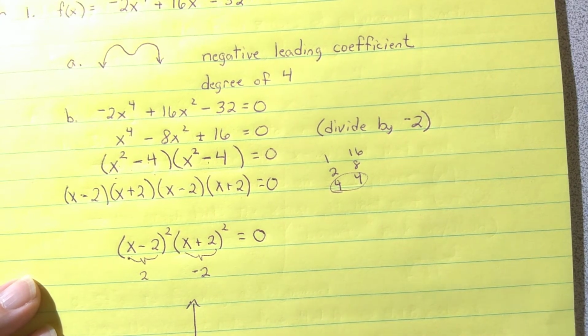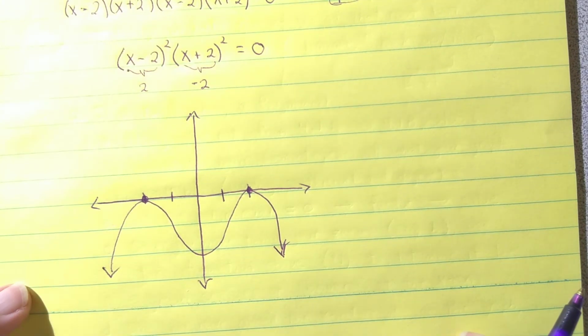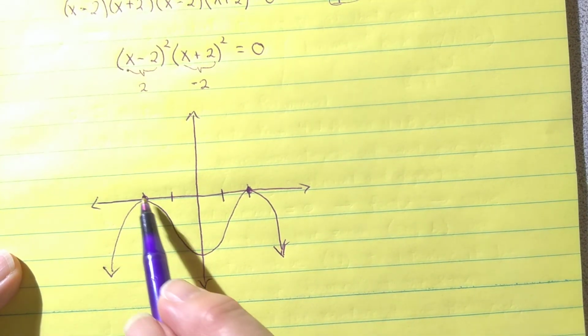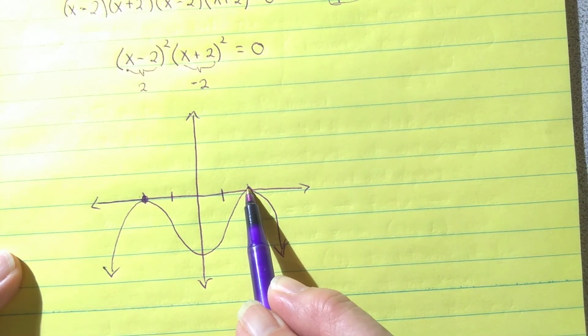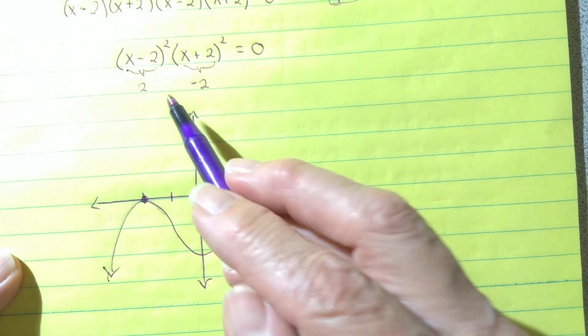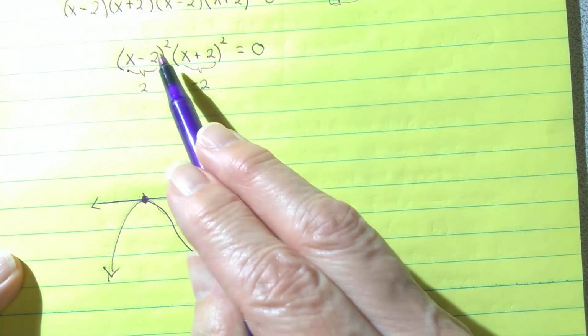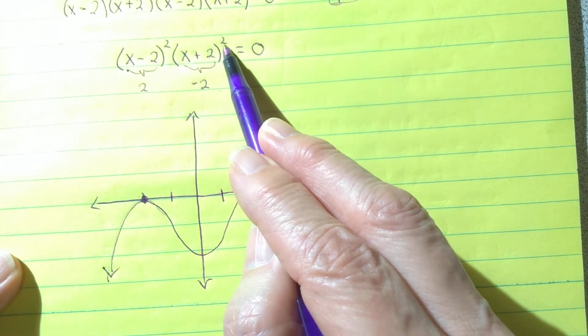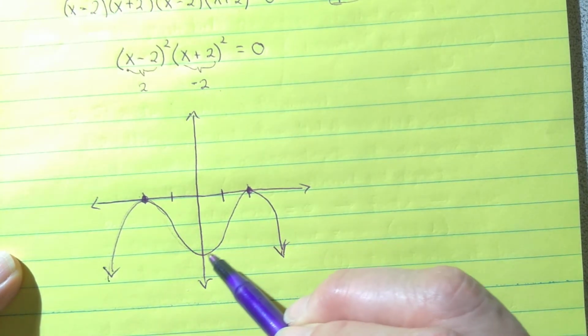Now, if you are one of those people who really, oops, sorry, you couldn't even see me do that. The points here and here, because the original said that it was a negative, I knew it was going to face downward, and these being exactly the same, power of 2, since they're even, it's going to bounce.